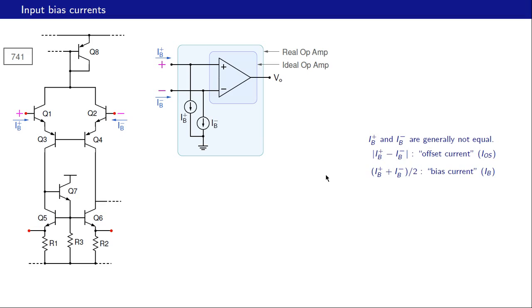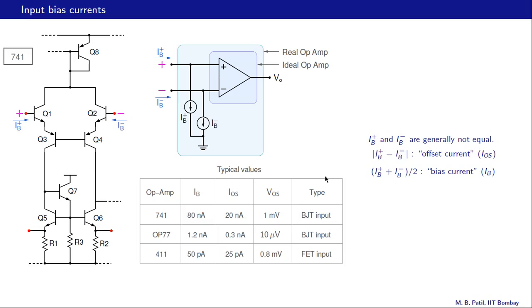Let us now look at some typical numbers. For op amp 741, IB is 80 nanoamperes and IOS is 20 nanoamperes. So the offset current is surely much smaller than the bias current, in this case a factor of 4 smaller. For op 77, IB is 1.2 nanoamperes, much smaller than IB for 741, and IOS is 0.3 nanoamperes. Op amp 411, which is a FET input op amp, IB is even smaller, only 50 picoamperes, whereas IOS is typically 25 picoamperes.